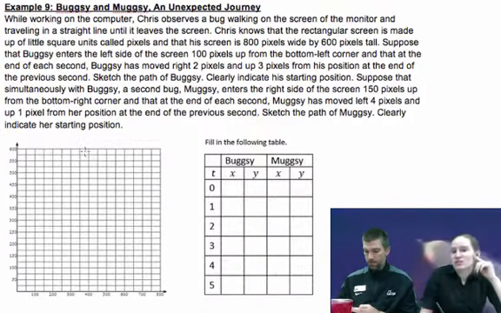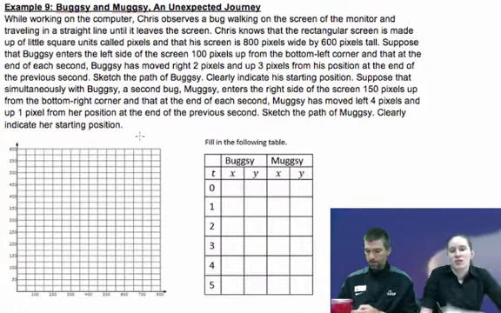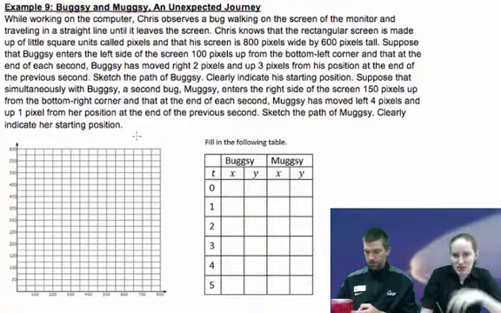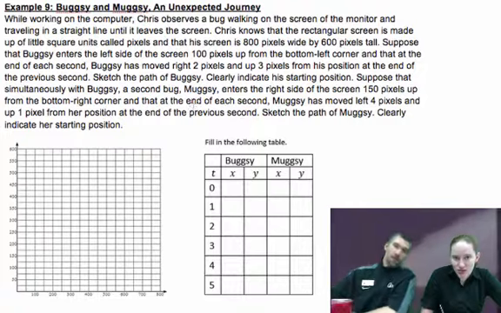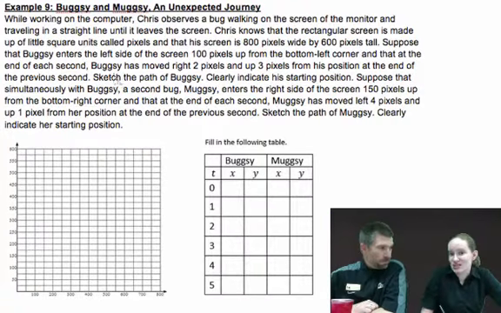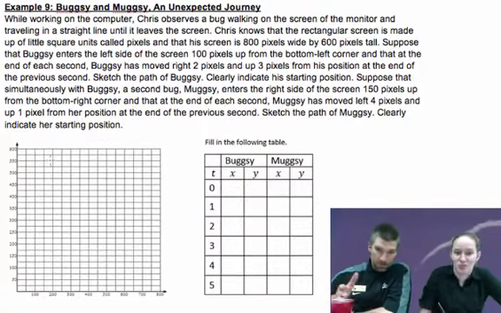Suppose that Bugsy enters the left side of the screen 100 pixels up from the bottom left corner, and that at the end of each second, Bugsy has moved right 2 pixels and up 3 pixels from his position at the end of the previous second. Well, skipping ahead, we're going to have to sketch the path of... Oh, wait, no, not skipping ahead. Right there. Don't skip ahead. Sketch the path of Bugsy.